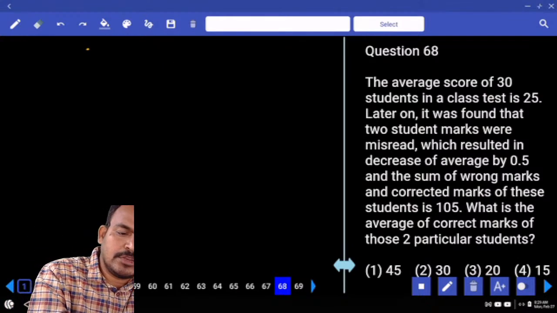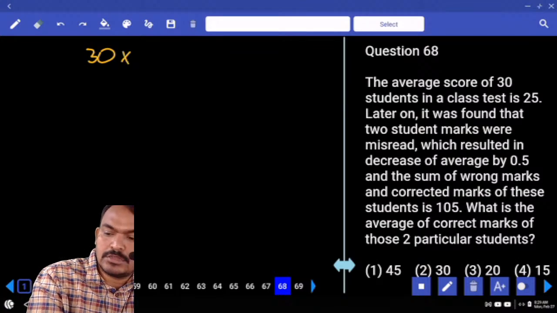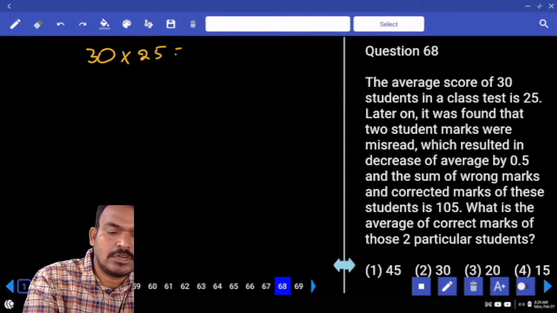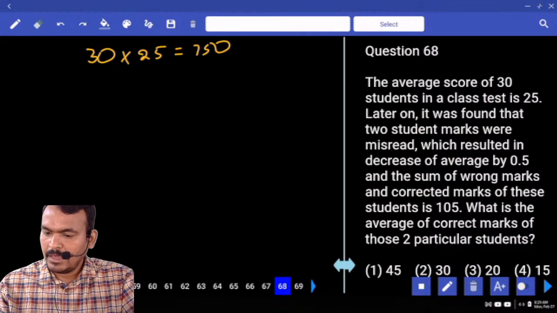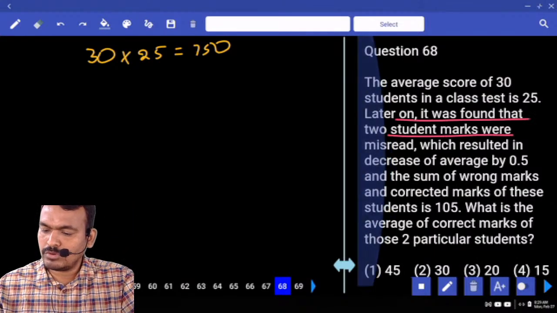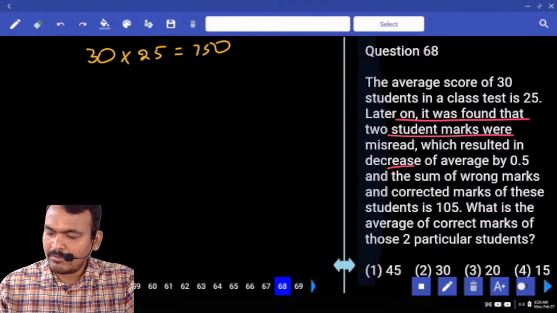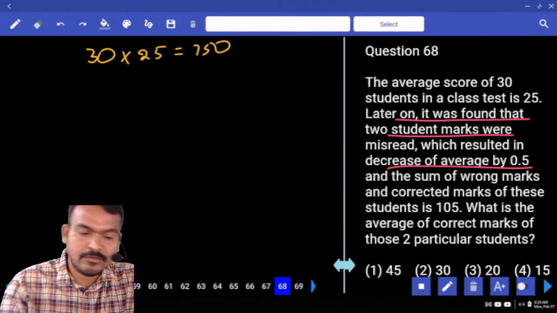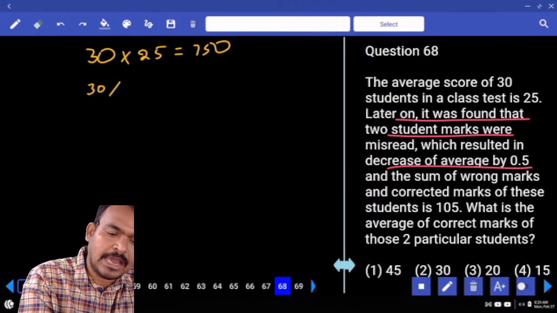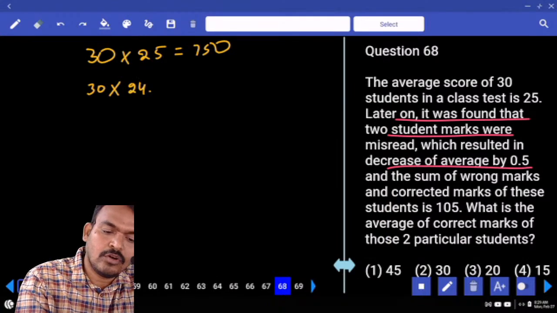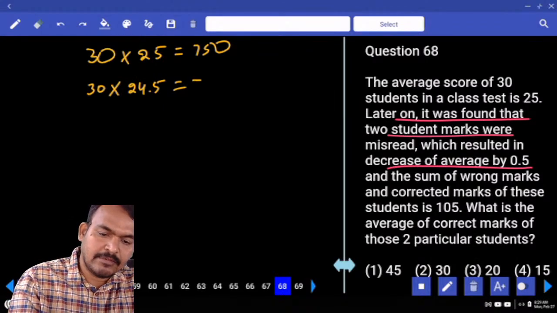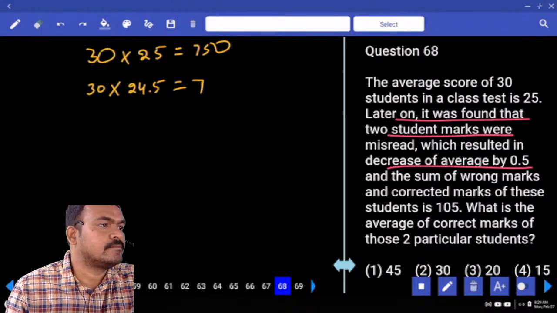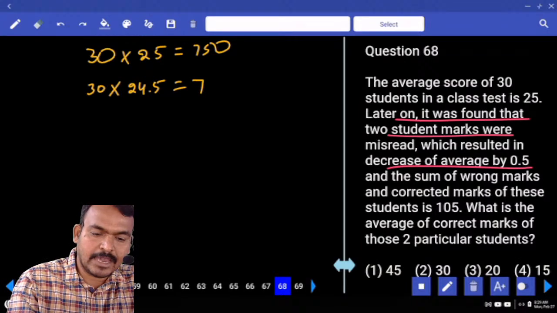First of all, initially how many students? 30 students. What is the 30 students' average? 25. The sum is how much? 750, okay. Later on, it was found that 2 students' marks were misread, but the average decreased by how much? 0.5. Again, 30 students, the average value is 24.5, or not? 30 into 24.5 is 735.